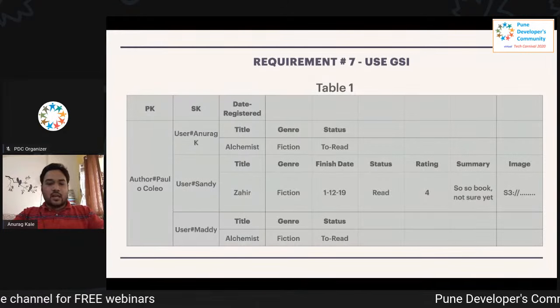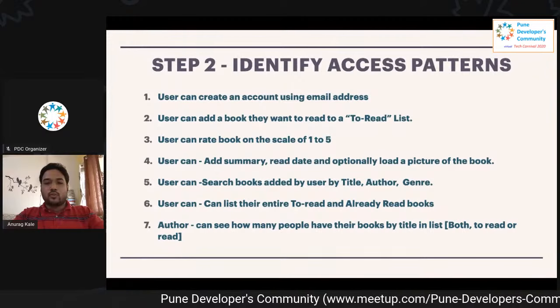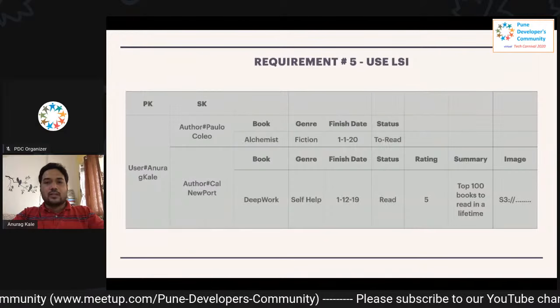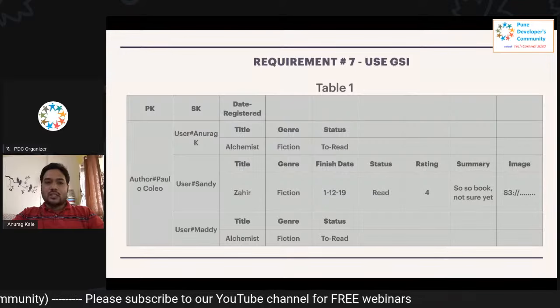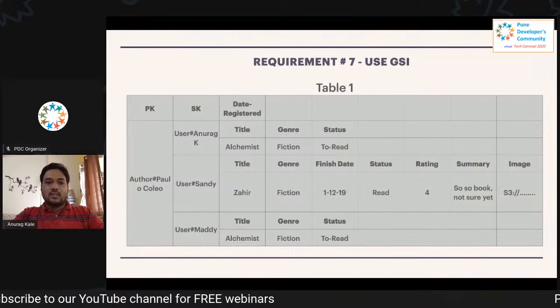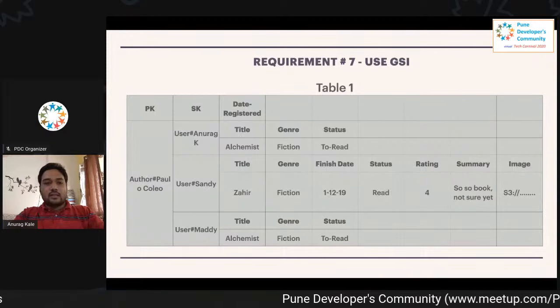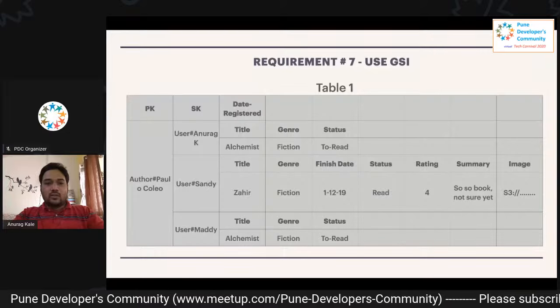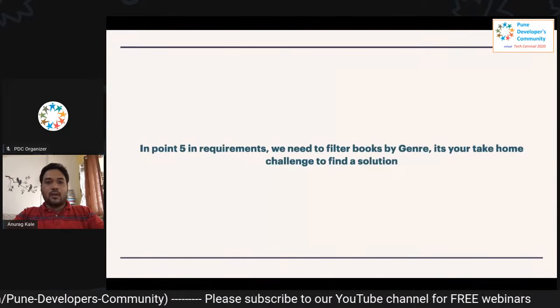Now condition number 7 says that the author should be able to see how many books have been read by people, and he wants to see the details. For condition number 7, I have implemented a GSI which has the partition key as the name or title of the book, and the sort key is the username. With this setup, we were able to satisfy requirement number 7.